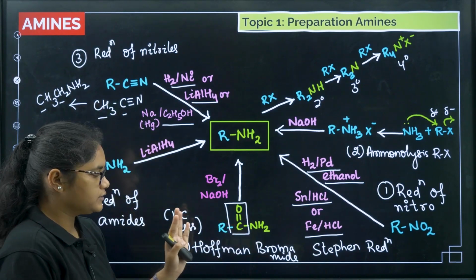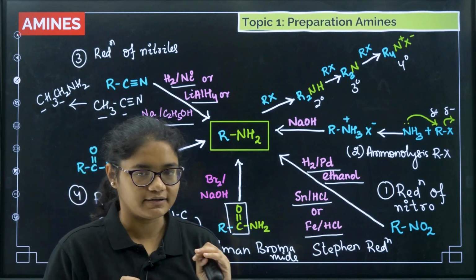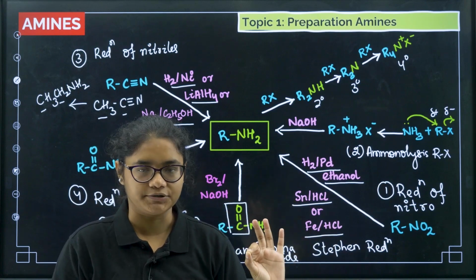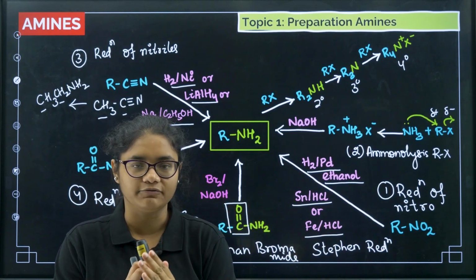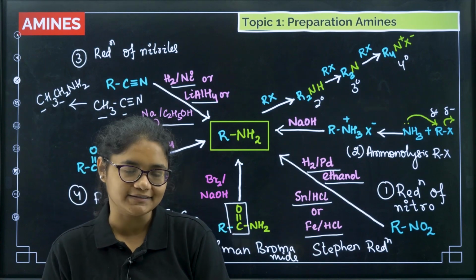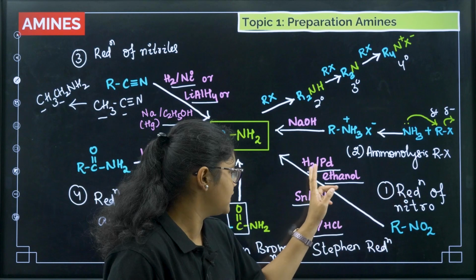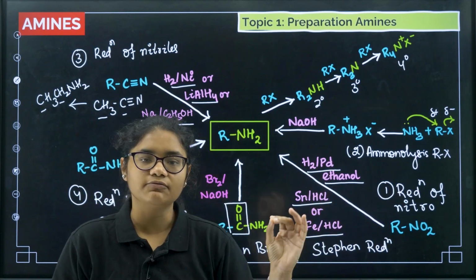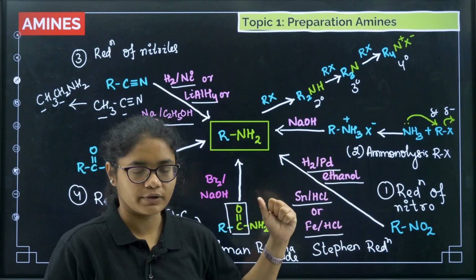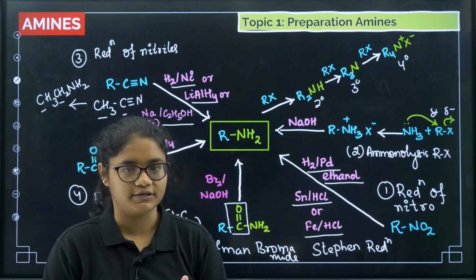So these are the five methods of preparation of amines that we have discussed. The first one is reduction of nitro compounds. Here you can use Sn/HCl or Fe/HCl, or you can use H2 with palladium in presence of ethanol. Now this will give you RNH2. If you use Sn/HCl or Fe/HCl, we call it Stephen reduction.